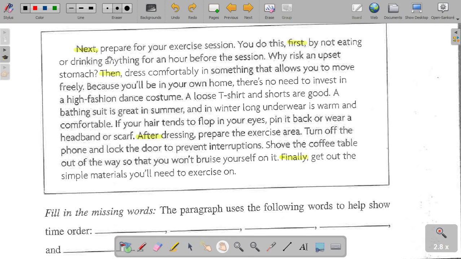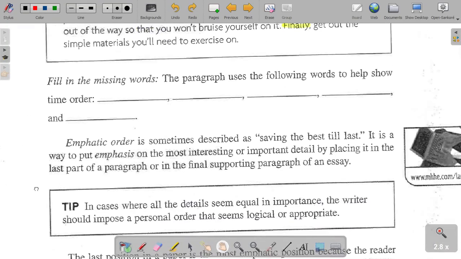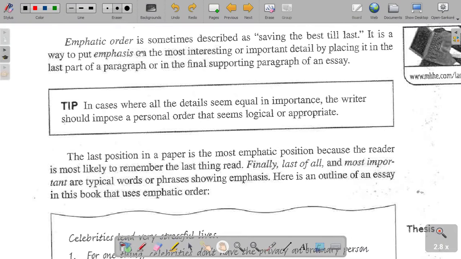Right, so we have in the first line, next, first, then, after, and finally. So all these kind of show when these things need to happen. So this is chronological. Chronological you can use for a how-to essay. You can use chronological if you're telling about the events that happened either in your own life or in history. Emphatic order, however, is probably what you're mostly going to be using.